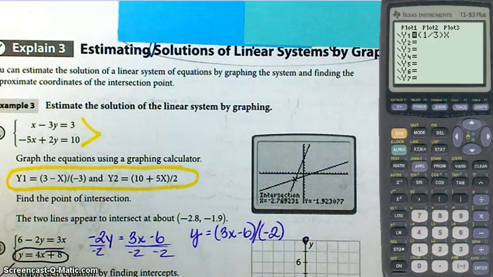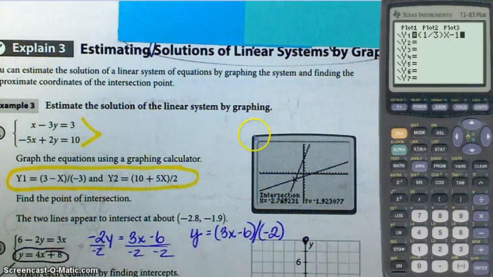1/3 x minus 1. You're like, Miss Goff, it looks different. Well, remember, negative x divided by 3 is 1/3 x, and 3 divided by negative 3 is negative 1. So that's basically this equation. I just formatted it a little bit differently.